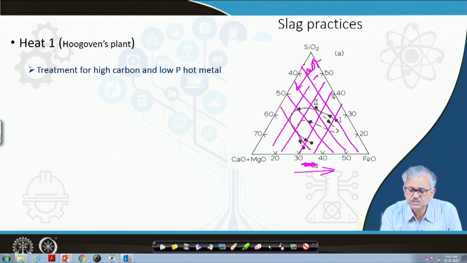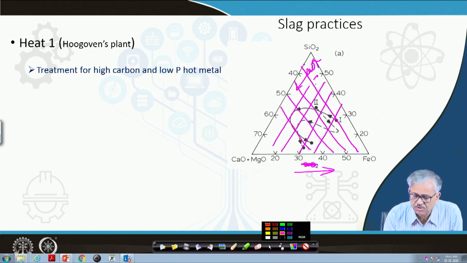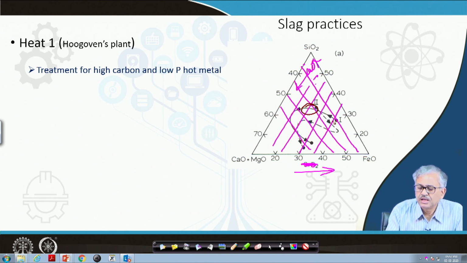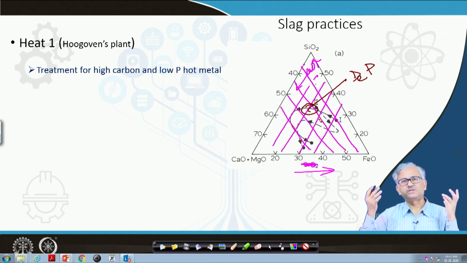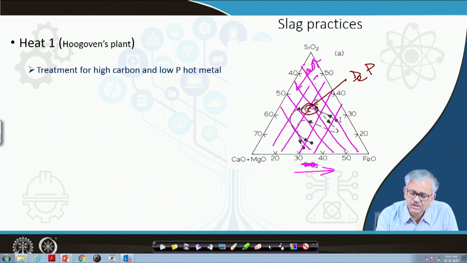So, basic slag is forming. Suppose your basic slag is formed somewhere here. Then the dephosphorization will start here, and because there is a very small amount of phosphorus, it will finish by this time. Dephosphorization will be completed during this period, because when the basic slag forms and dephosphorization starts, it will complete within a very short time, and after that only the decarbonization will continue, and finally it will come here, right.